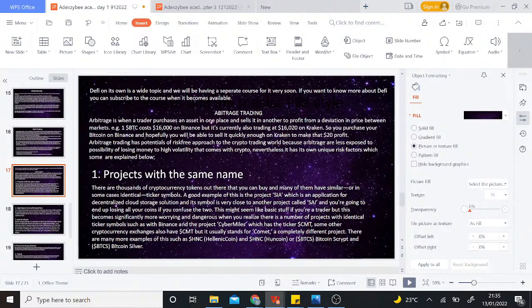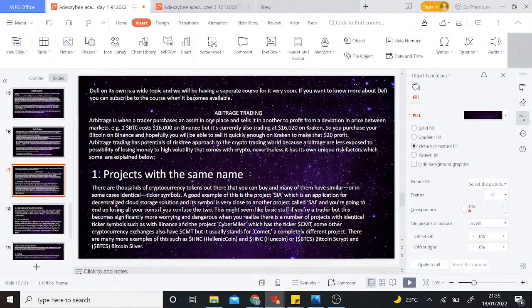Do you understand? Because you are not holding it. You just buy from Binance and go and sell the coin. You are not holding it, so you have reduced your risk factor. But nonetheless, you are still exposed to some risk. It comes with its own unique risk factors, some of which are explained below.